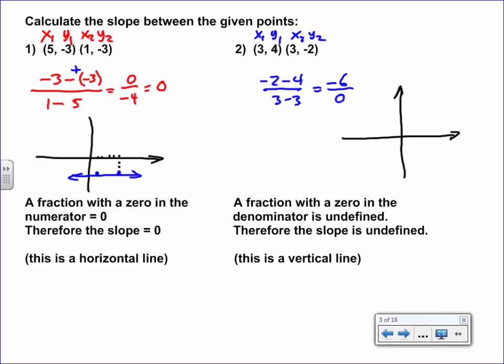And just a real quick sketch. 3, 4 would be approximately there, and 3, negative 2 would approximately be there. And if you had drawn that line, it's straight up and down. That's a vertical line. You could almost think of it as infinite slope. We call it undefined.